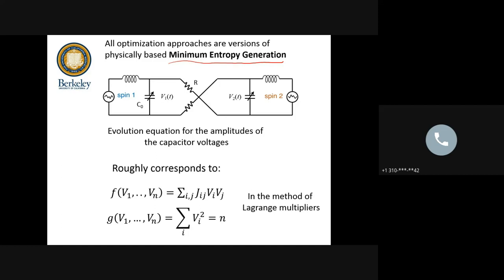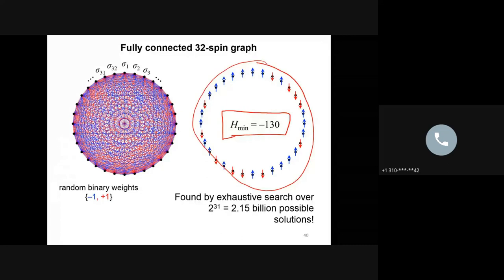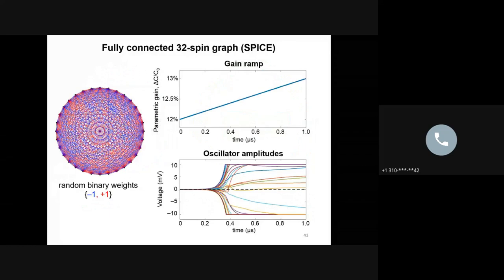Here's an example of 32 spins, or 32 magnets in a circle, and they can interact. They're fully connected. All of them are interconnected with all the others, and some of the interconnections are ferromagnetic, which is to say the phases like to be the same, or anti-ferromagnetic. The wires are crossed, and the phases want to be different. And this is the solution, as it works out, for the simple case of all random binary weights. And let me show you how it works.